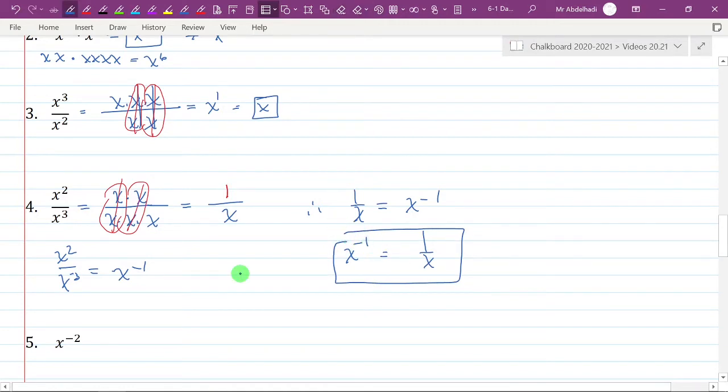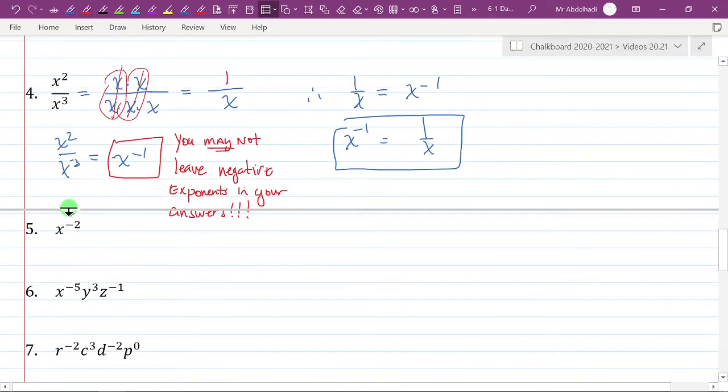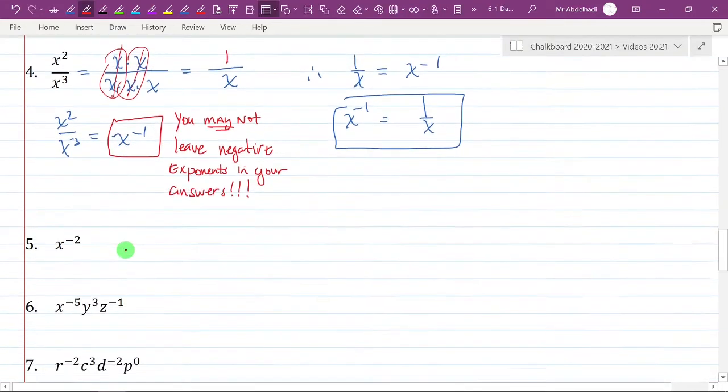So here's the deal. Why don't I just leave the answer as x to the negative 1? Why didn't I stop here when I got this? Because you may not leave any negative exponents in your final answer. Simply put, if you ever give me an answer that has a negative power in it, I'm marking it wrong, okay? That cake is not baked yet. So anytime you see a negative power, you must change it to a positive power, but you're supposed to do it the right way. So take a look here, number 5.